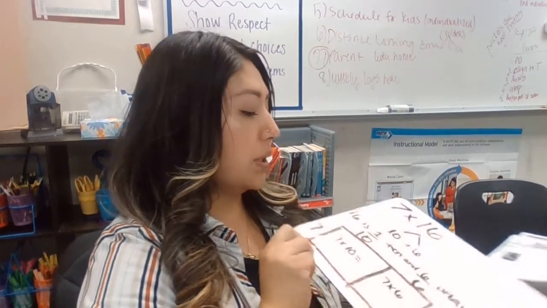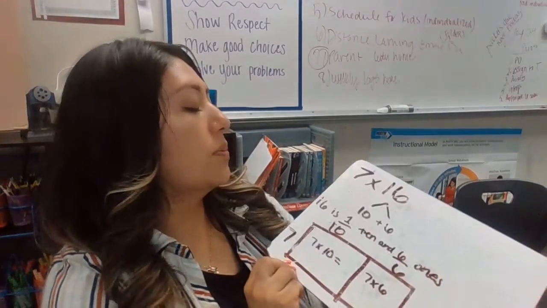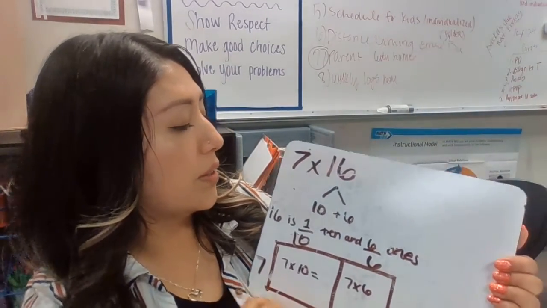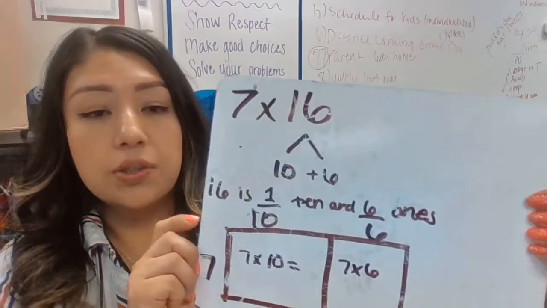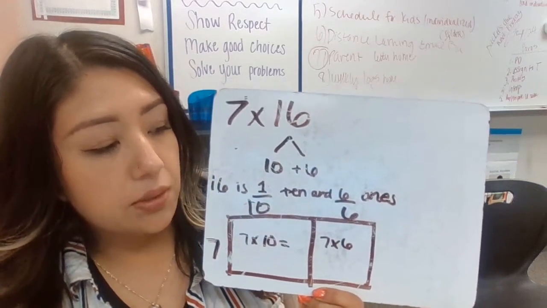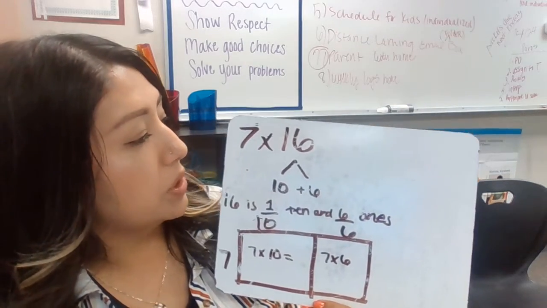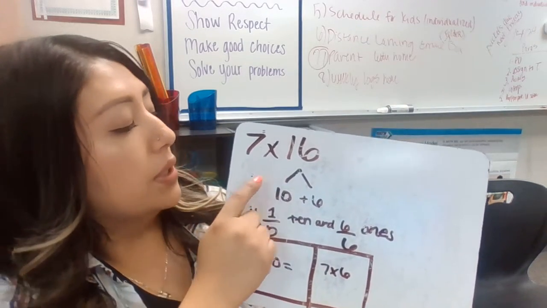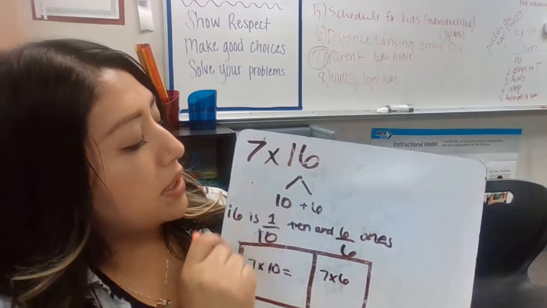The next skill that you will be needing to complete your work for this week is this one. So it's multiplying in a rectangle. I'm sorry, this is not a perfect rectangle. However, in your worksheet, they will be much nicer. But the problem is 7 times 16.